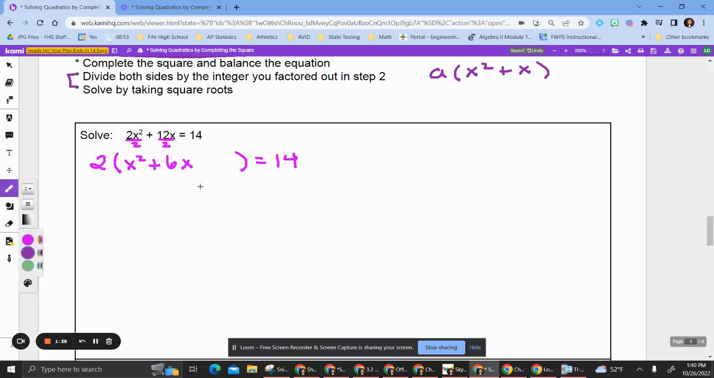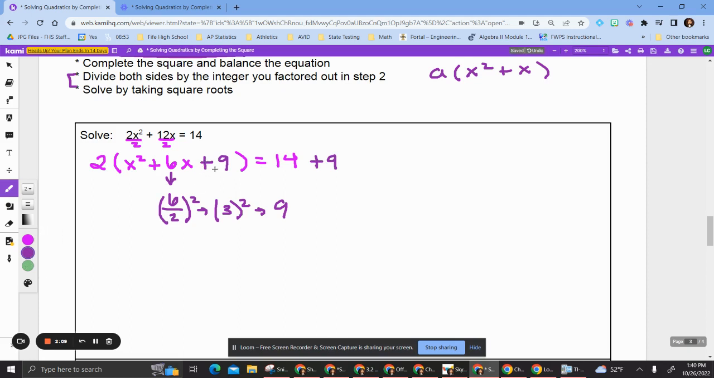Same thing as I did yesterday, now I'm going to take this b value, this 6, divided by 2 and then square it. So the same process, which will be 3 and then squared, which would give us 9. So I'm going to add 9 in here. Really what's happening is that this 9 is getting multiplied by this 2. So I do need to add 9 over here.